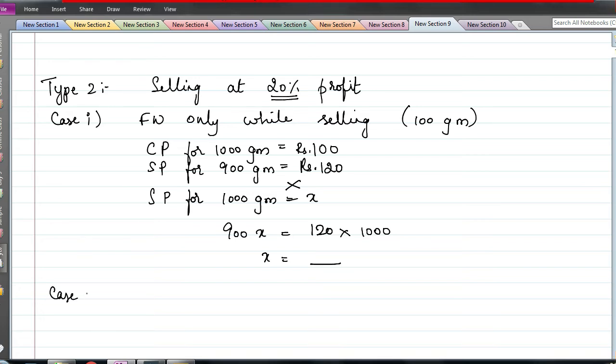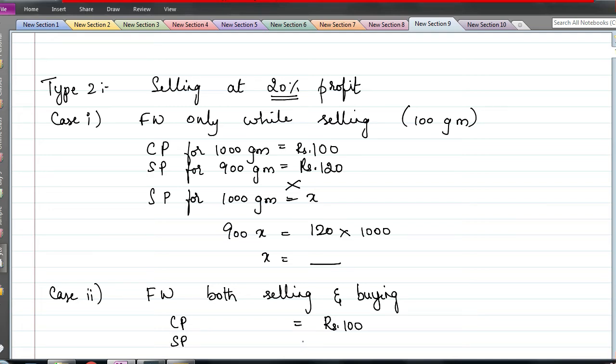Similarly, case 2 is where false weight is used while both selling as well as buying. So again, let us assume false weight of 100 grams is used while both buying and selling. So we will write cost price and selling price as per what we had written earlier. Cost price is 100 rupees. Selling price is 120 because he sells at 20% profit.